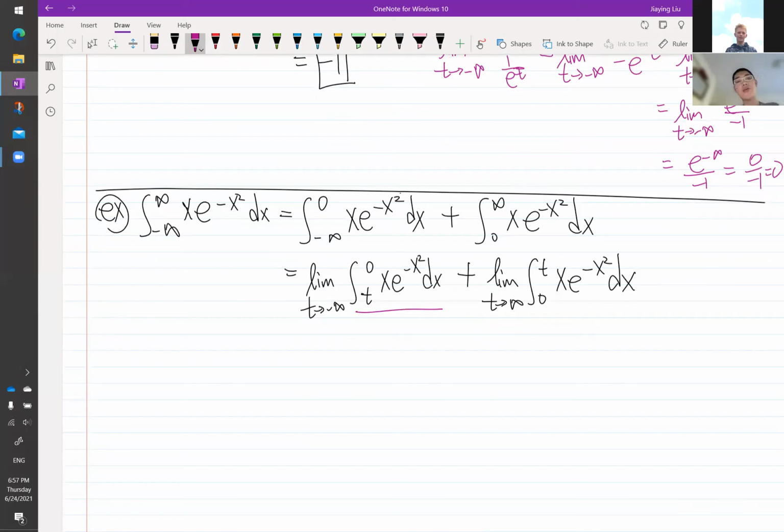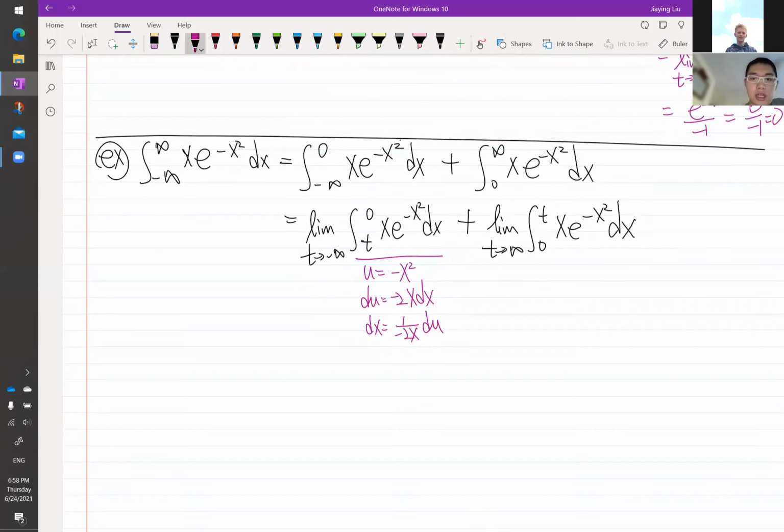Can anyone tell me how we find the antiderivative for this example? U-sub, exactly. Excellent. So u-sub might be easier. You probably want to try integration by parts, but it's not easy, right? Because with integration by parts, you have a problem. So here we're going to let u equal negative x squared, good. And then du equals negative 2x dx. You can solve for dx, which is 1 over negative 2x du. Put it in there. Just focus on the integral right now.